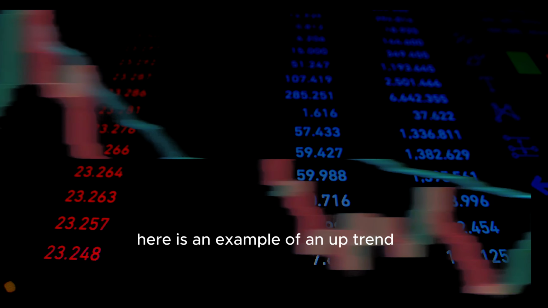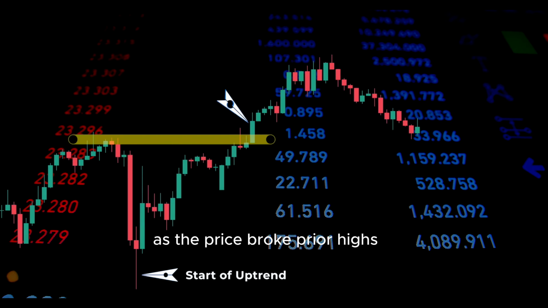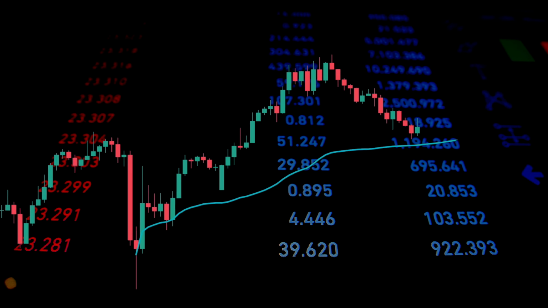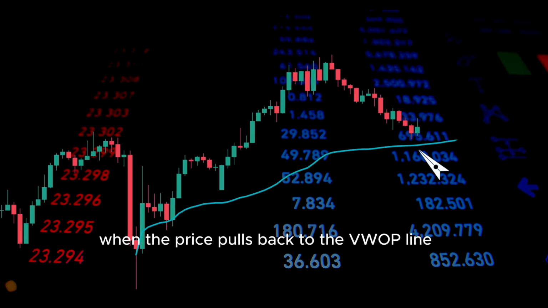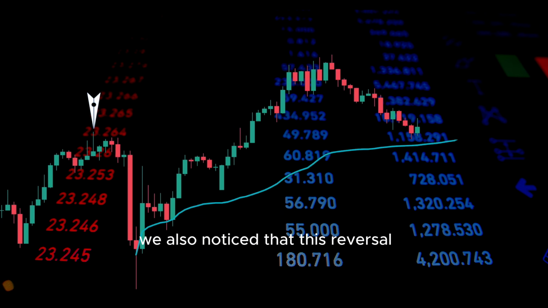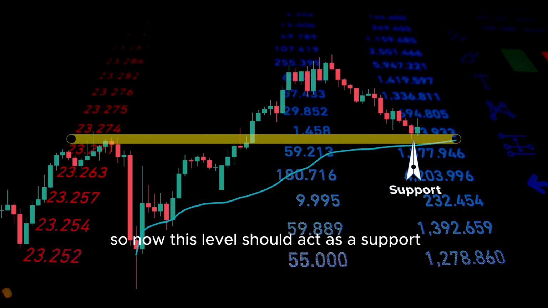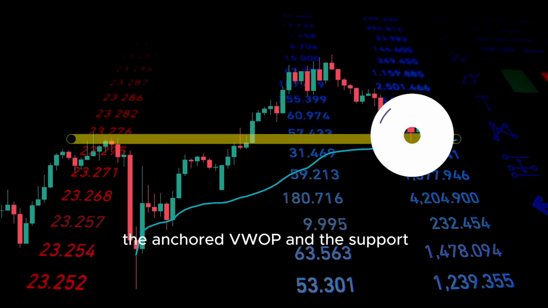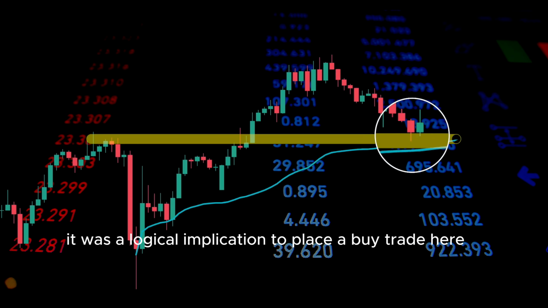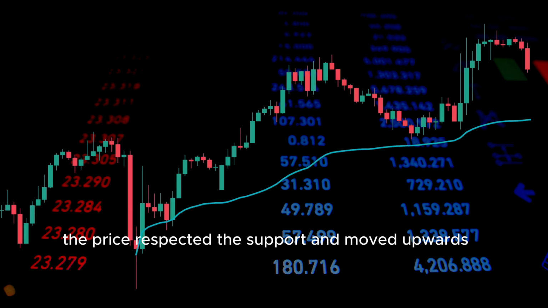Here is an example of an uptrend. Here we noticed that this was a starting point of an uptrend as the price broke prior highs. So we plot an Anchored VWAP from this point. When the price pulls back to the VWAP line, we expect the price to bounce from it. We also noticed that this reversal helped us identify this key level. So now, this level should act as a support. The Anchored VWAP and the support are converging at this point. So, it was a logical implication to place a buy trade here. And as you can see, the price respected the support and moved upwards.